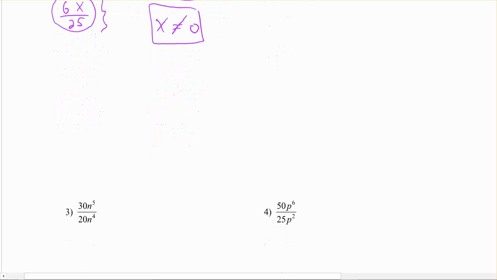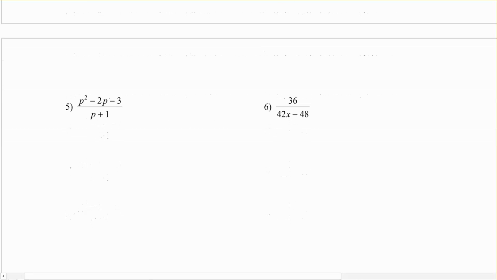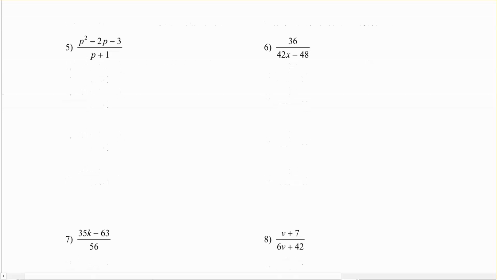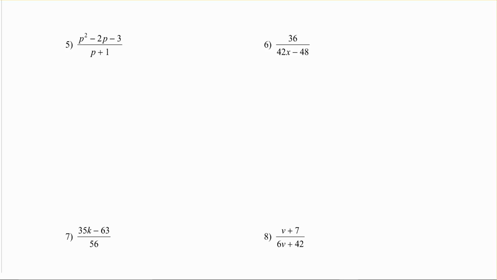So let's move down a little bit and do a little bit tougher one. You guys are going to go ahead and do all of them, but I'm going to just do a few for you here. So this one says p squared minus 2p minus 3, all over p plus 1. What I would do off the bat is the excluded value first, because I said you have to do it right off the bat.